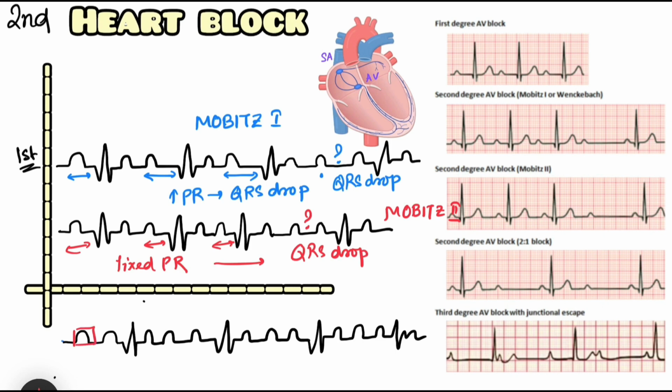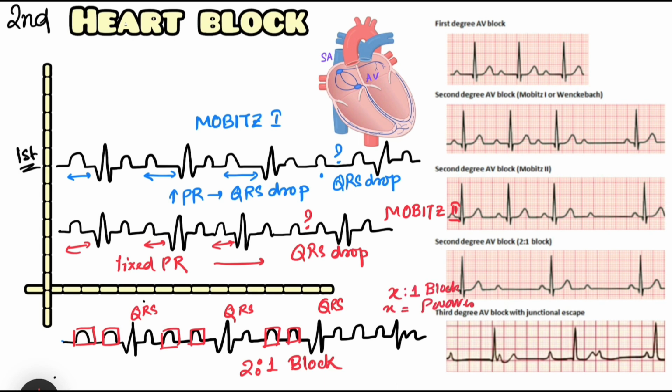Or there can be another scenario where after every one P wave, second P wave, there is a QRS complex. Again, one P wave, second P wave, QRS complex. One P wave, second P wave, QRS complex. So after every two P waves, there is one QRS complex. This is known as 2:1 block. Suppose after every X P waves, you get a QRS complex. Then in that scenario, it will be X:1 block, where X will be the number of P waves before the QRS. So these are the subtypes of your second degree heart block.